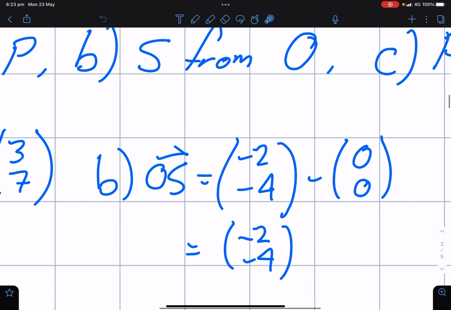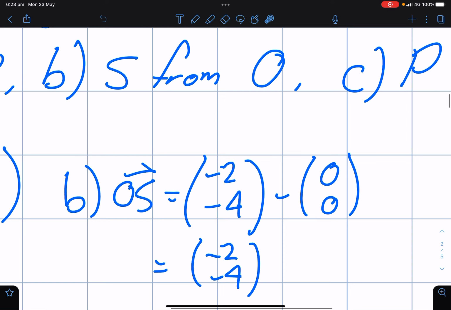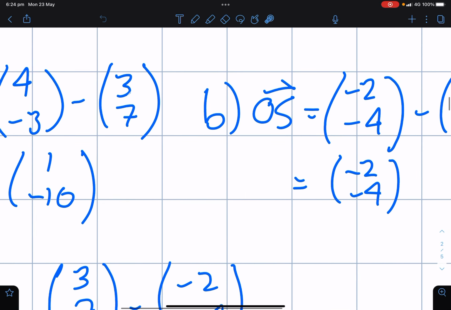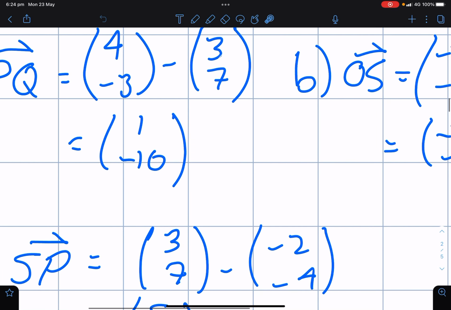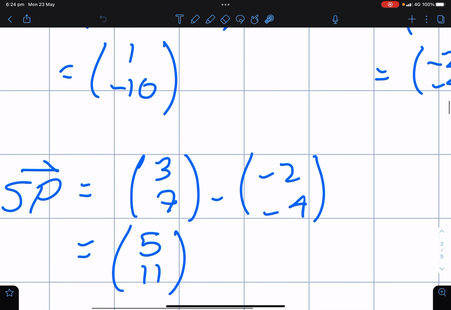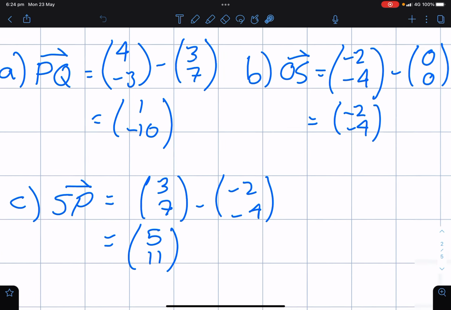B, origin to point S, so vector OS. We look at the vector components of this second letter first, so -2, -4. Take away the origin, so taking away 0. So it has the position vector -2, -4. And finally, C, S to P, so that means we've got point P, take away point S: (3, 7) take away (-2, -4). 3 take away -2 is 5, and 7 take away -4 is 11, all right?